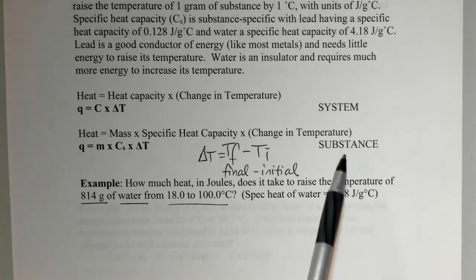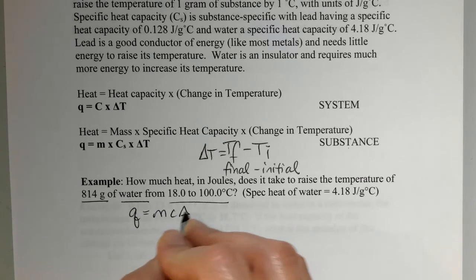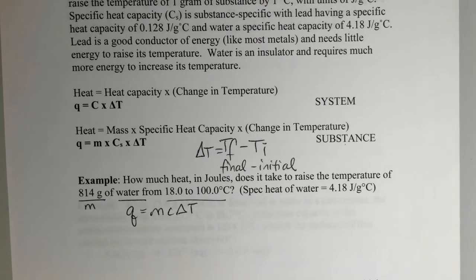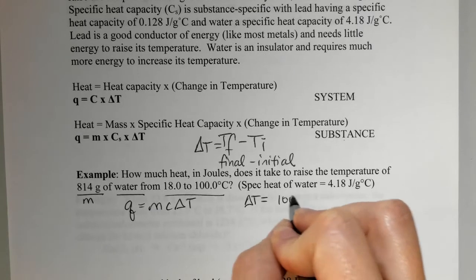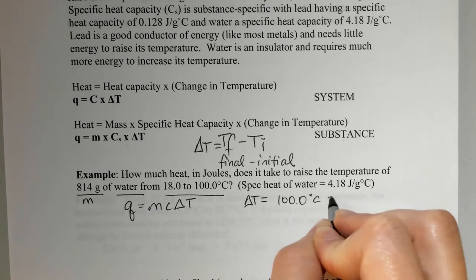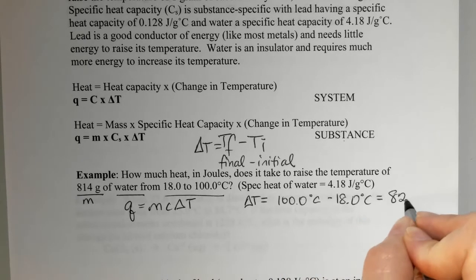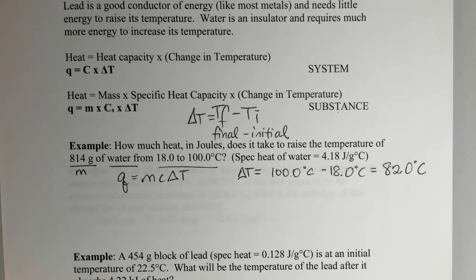So we're looking at a substance, right? And I always refer to this, I've heard this as the MCAT formula. So MC delta T, MCAT. Anyway, we have our mass of water, our delta T. We're going to go up to a final temperature of 100 degrees Celsius, starting at an initial of 18 degrees Celsius. So we want a difference of 82.0 degrees Celsius, keeping our decimal place.